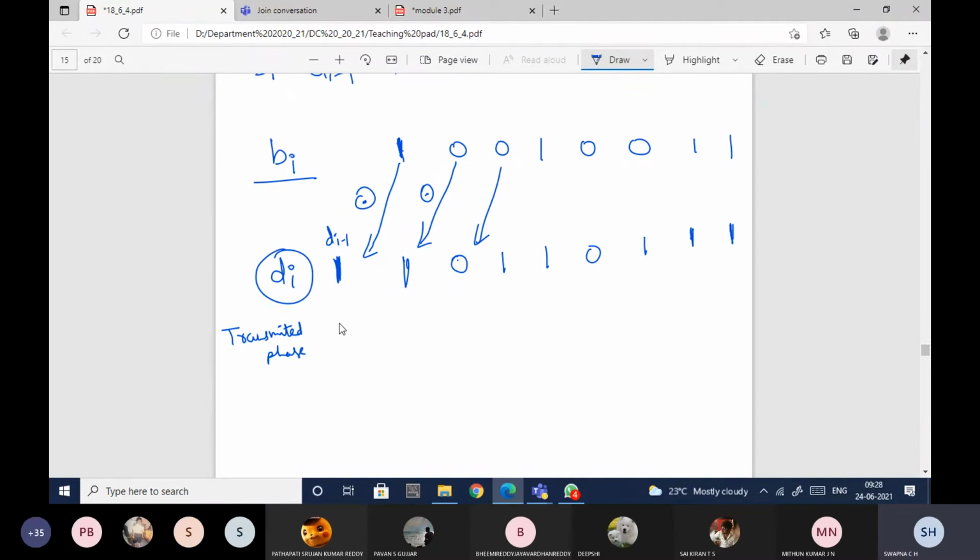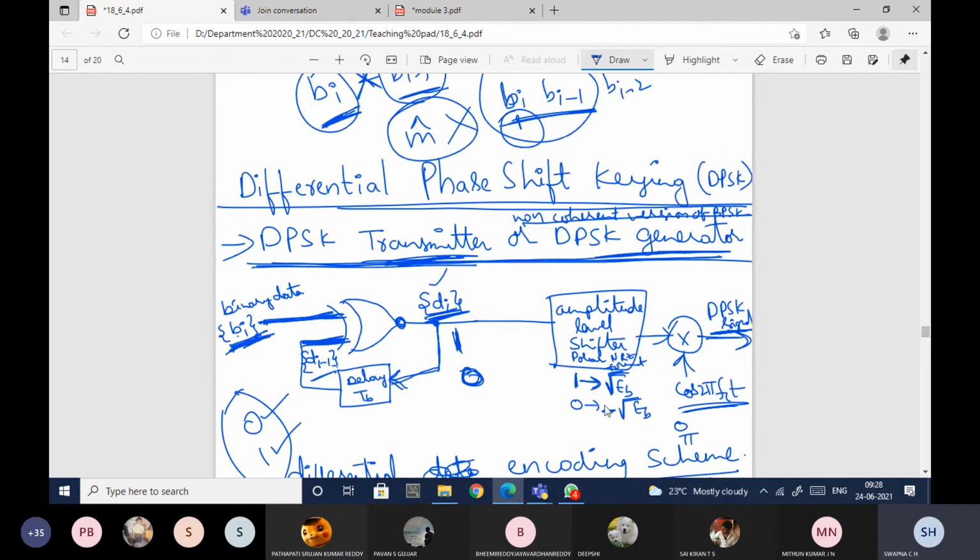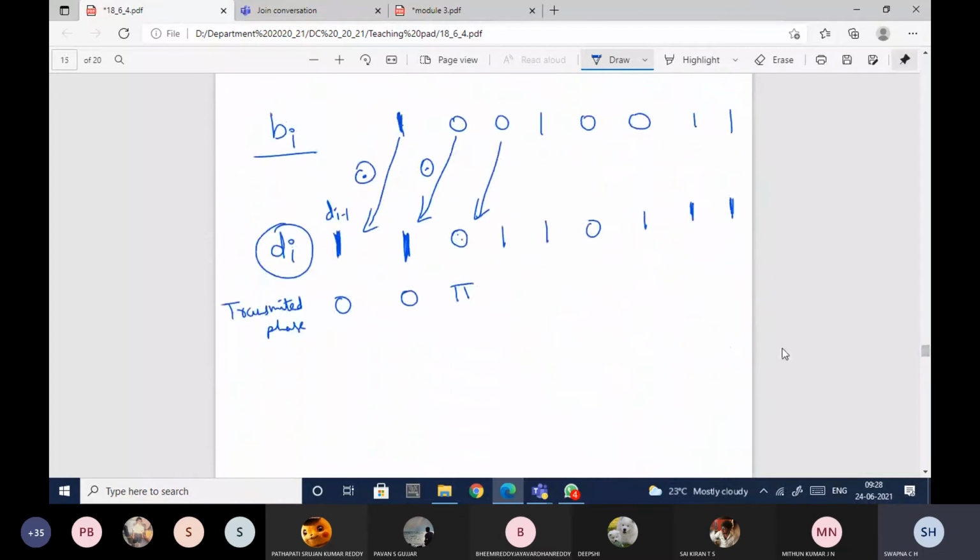Okay, if I have a 1, no phase shift, so 0. If I have a 1, again no phase shift, 0. If I have a 0, there is a phase shift, right? For 0 there is a phase shift, so it is encoded with minus root EB. Minus root EB is nothing but phi.